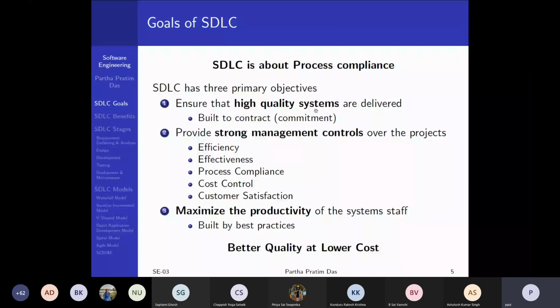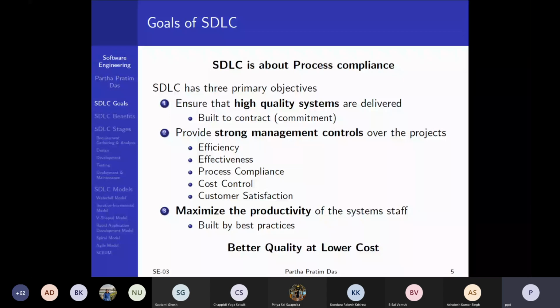The second, the process should be such that there must be strong management control over the project at every stage. So I said that SDLC is about process compliance. If you have to do things right, if you have to do right things, then you need to follow processes, need to do things in a certain way which has been tested over time. How do you ensure that it will happen? Someone else, and that is what is represented by management.